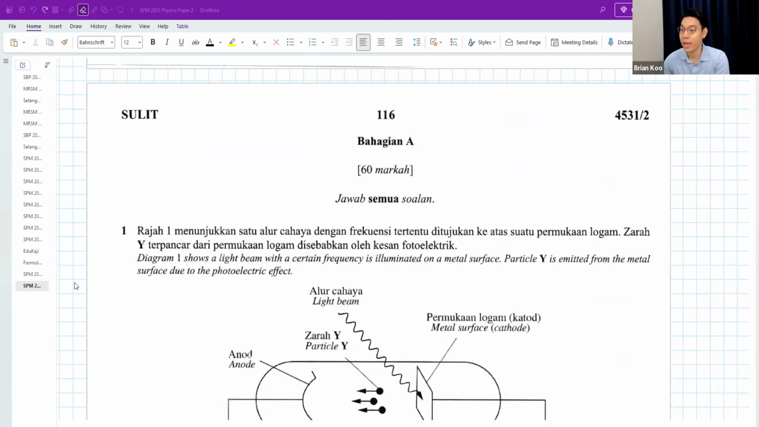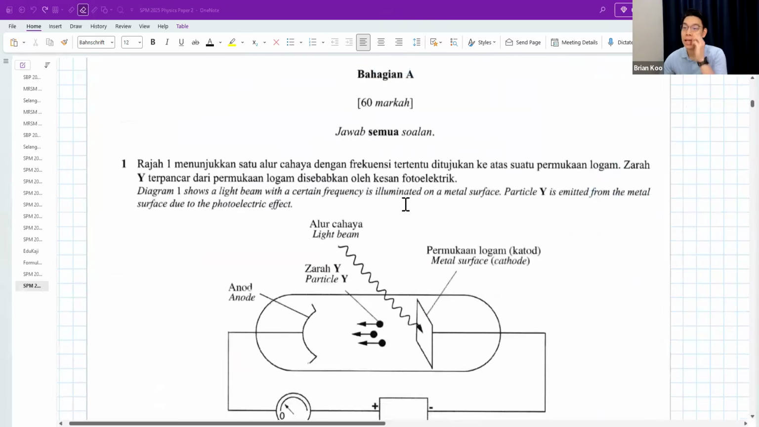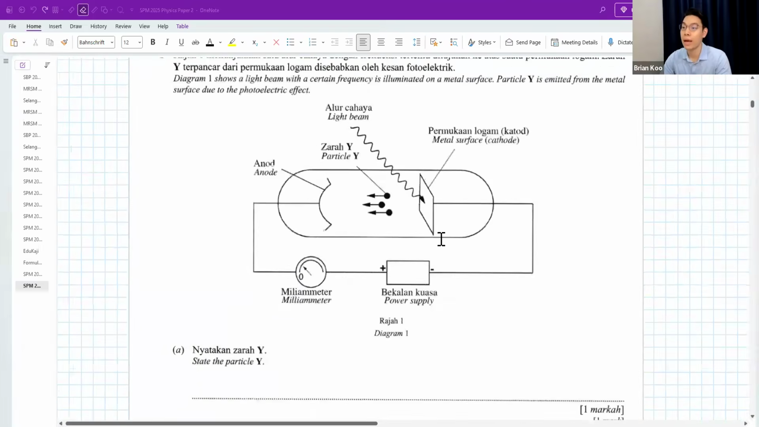Quantum physics. Photoelectric effect, straight away. Okay, diagram 1 shows a light beam with a certain frequency is illuminated on a metal surface. Particle Y is emitted from the metal surface due to photoelectric effect. State the particle Y.